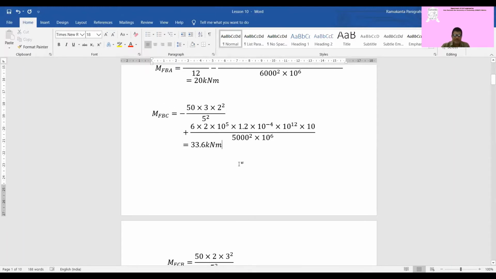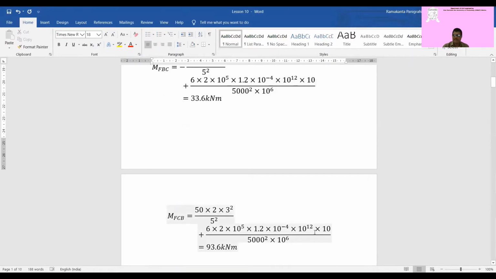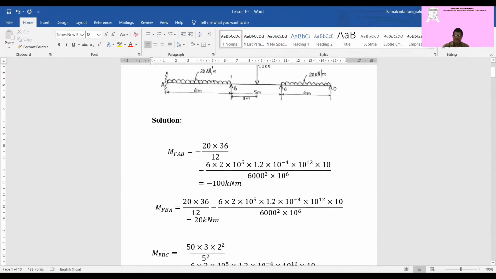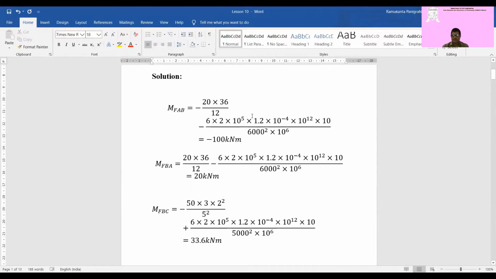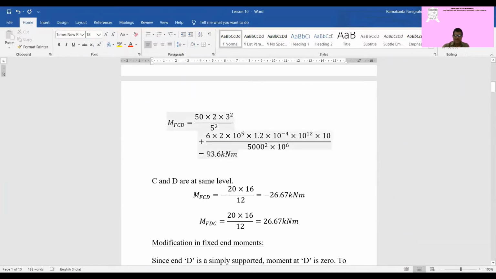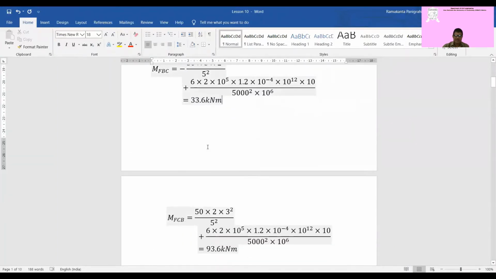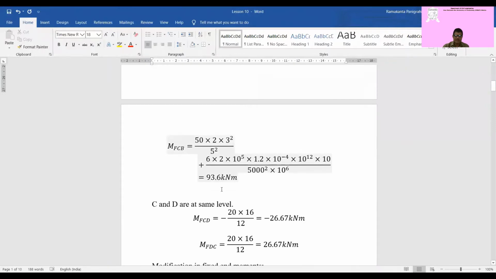MFBC is minus WAB square by L square plus 6EI delta by L square, and here also plus 6EI delta by L square, because the support C with respect to B sinks. Minus plus gives clockwise movement, and clockwise movement means positive. So find the values of MFBC and MFCB. It comes here 33.6, and here 93.6 kilonewton meter.